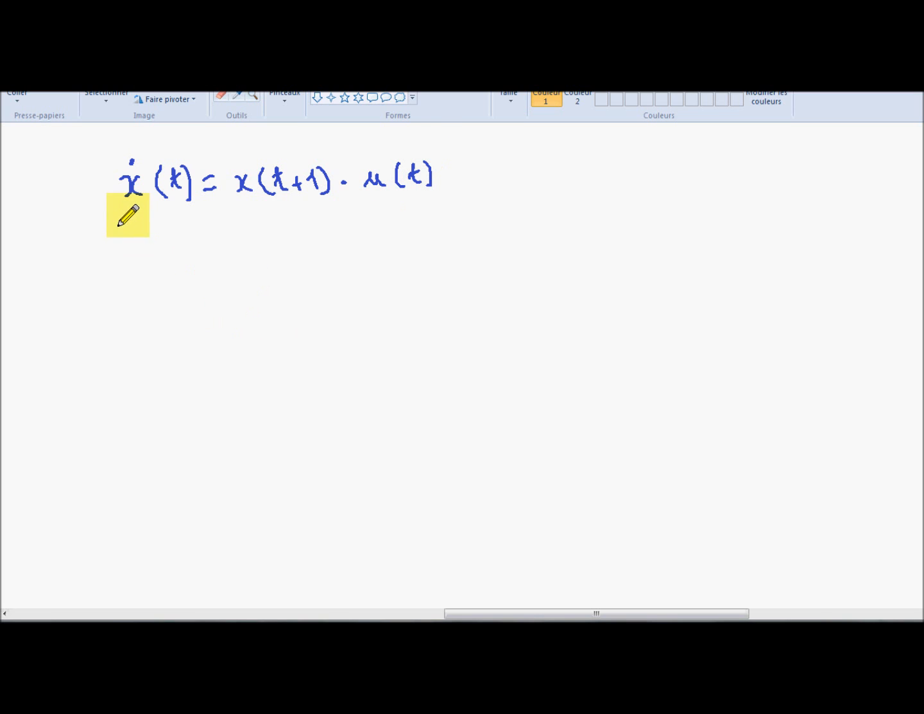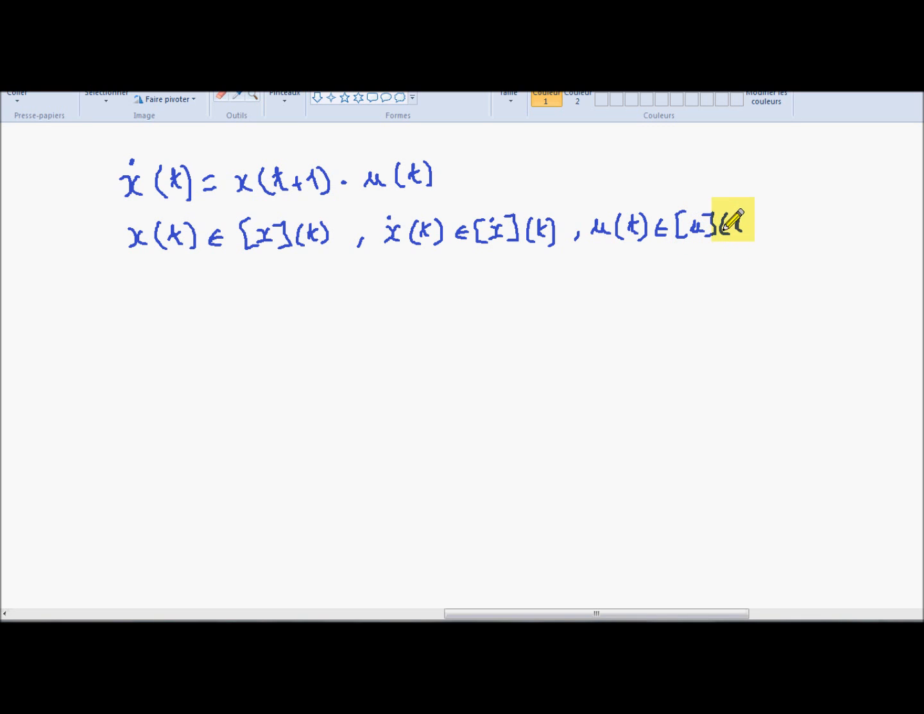I know tubes for x, x dot, and u. So it means that I know that the uncertain trajectory x of t belongs to this tube. I know that x dot of t also belongs to this tube. And also u of t belongs to the tube u of t, to the interval trajectory u of t.